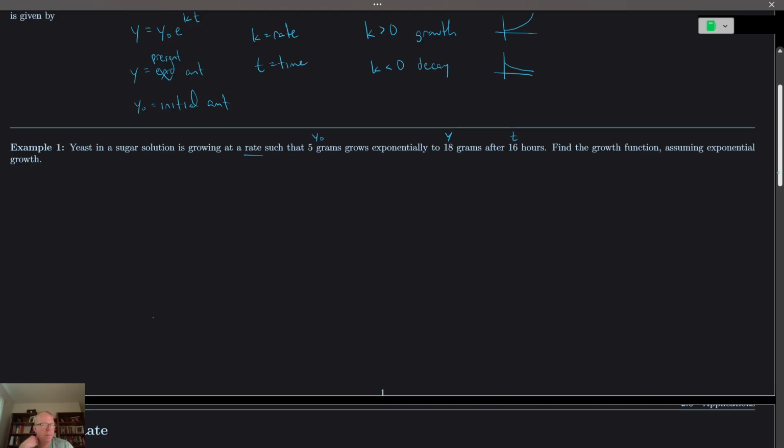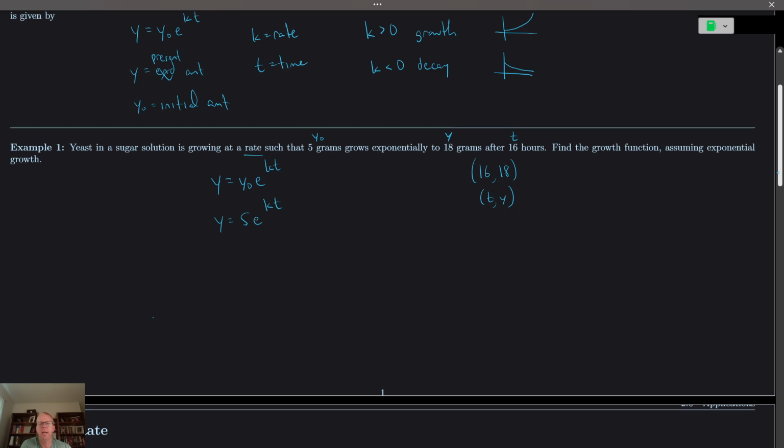All right, so here's our initial amount. Here is another point, a data point. So at t equals 16, we have 18 grams. So that is an ordered pair, 16, 18. So the ordered pair t, y. And so we need to find this formula, or this function, y naught e to the kt. So y naught is 5 grams. That's our initial amount. So y equals 5e to the kt.